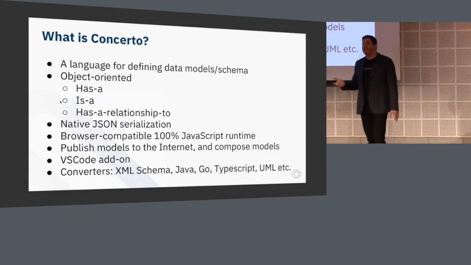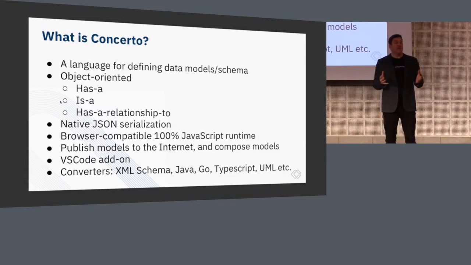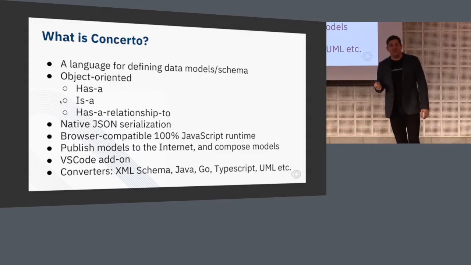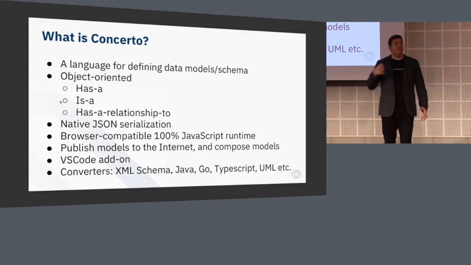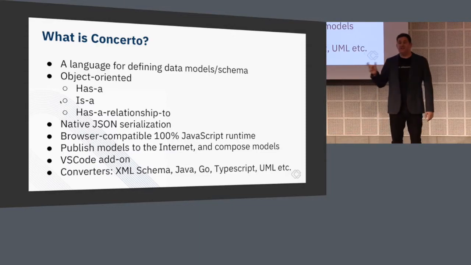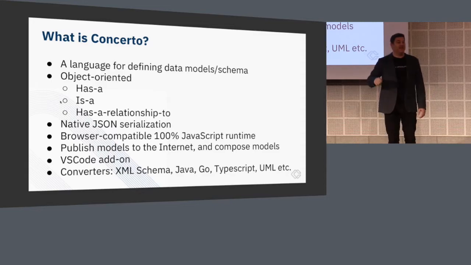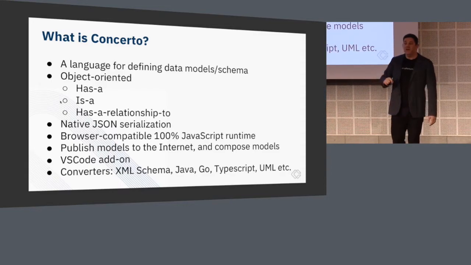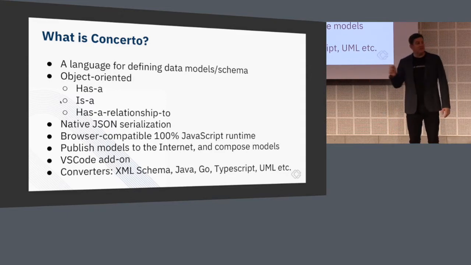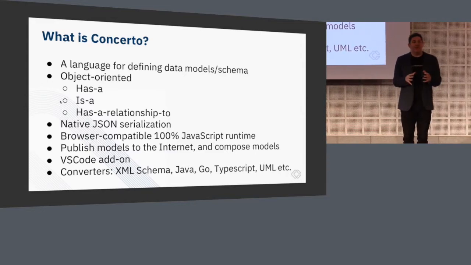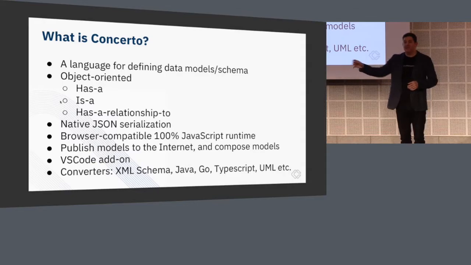Fundamentally, we're trying to capture the shape of data. Concerto is an object-oriented modeling language, so think something like XML Schema. It can model has-a relationships, so a vehicle has a color; is-a relationships, so a truck is a vehicle; or relationships to other things, like an employer is related to a company.